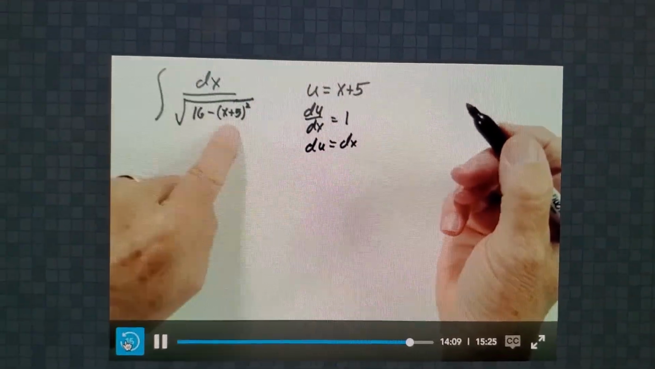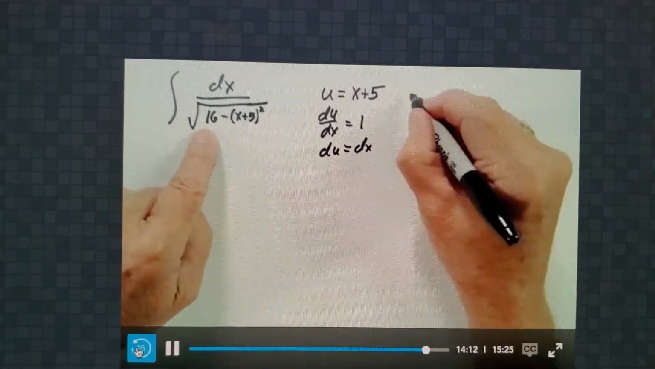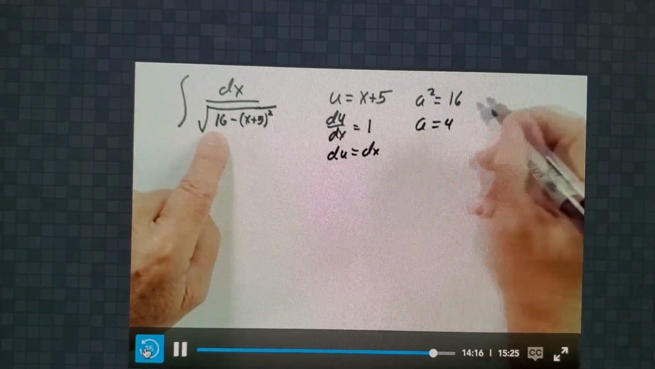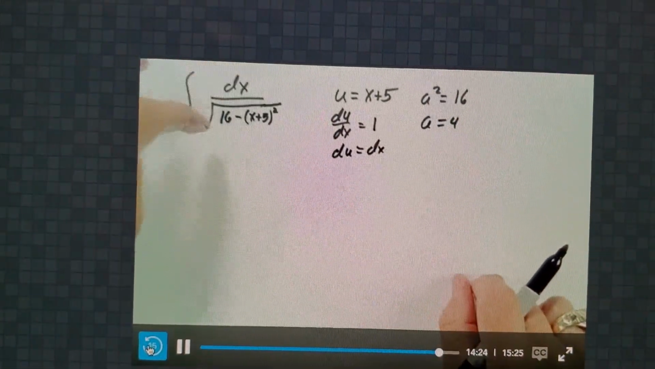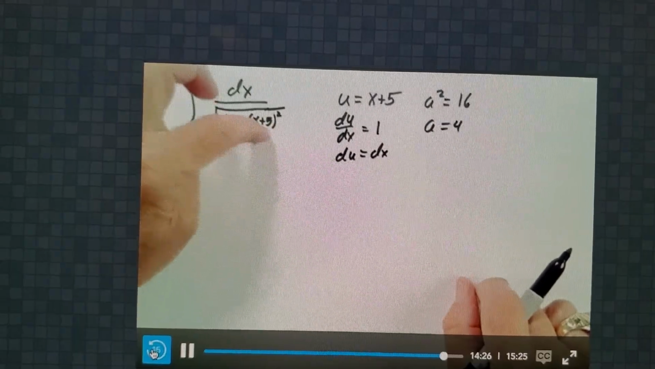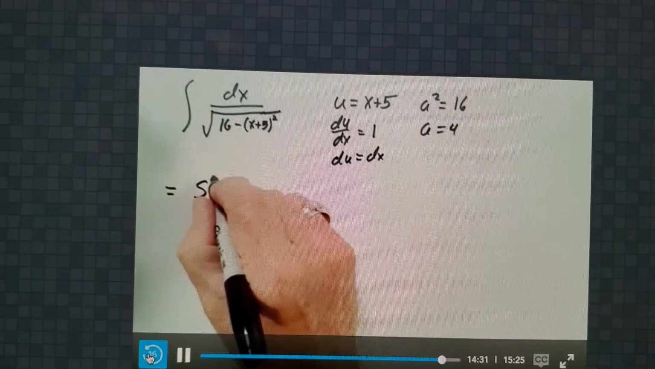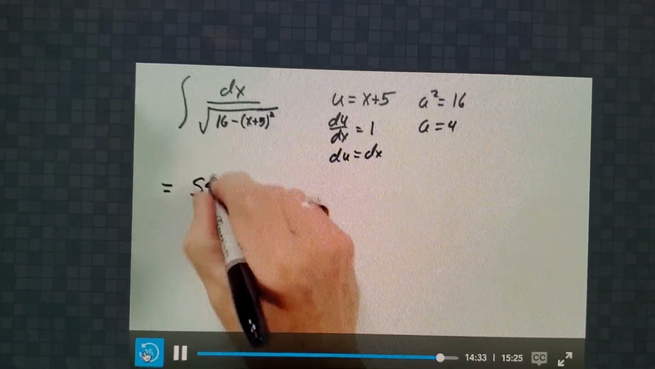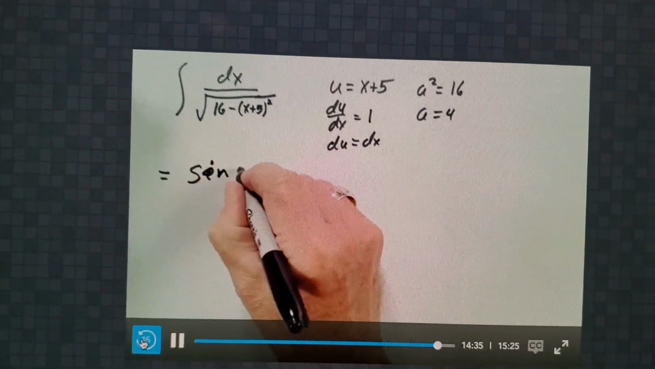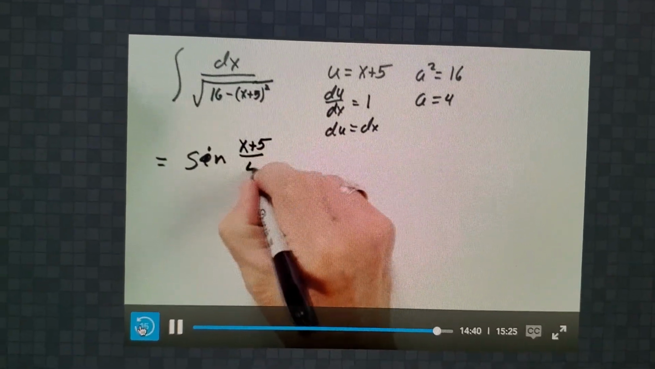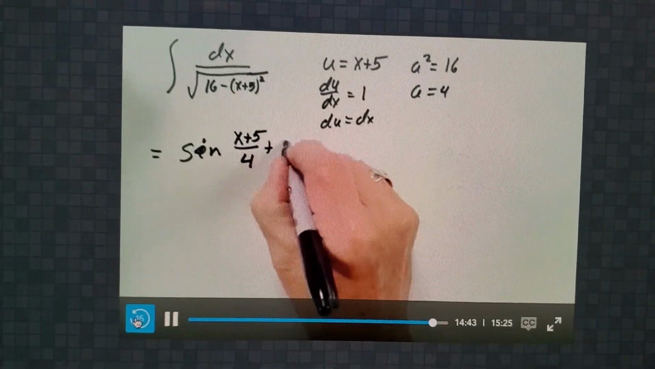This is du, this is u squared. Here's a squared, so that means that a is 4. I don't have to do any work. This problem fits that formula exactly. du over the square root of a squared minus u squared. The answer is the inverse sine of u over a plus c.